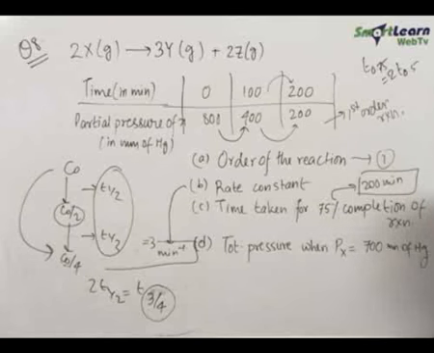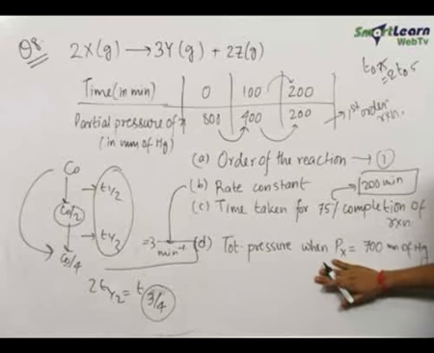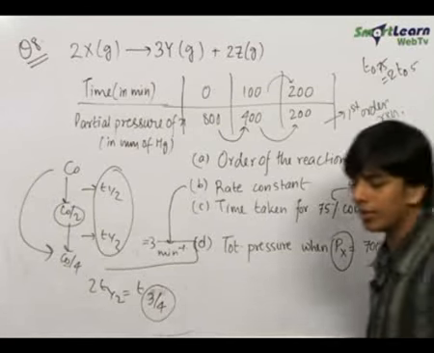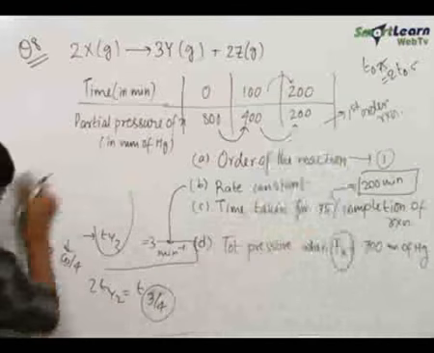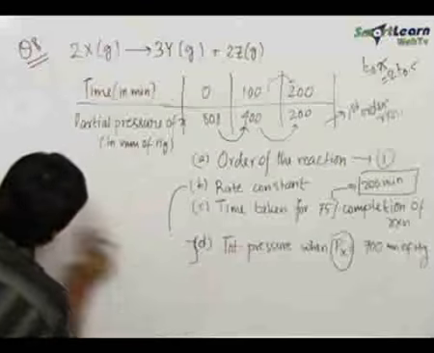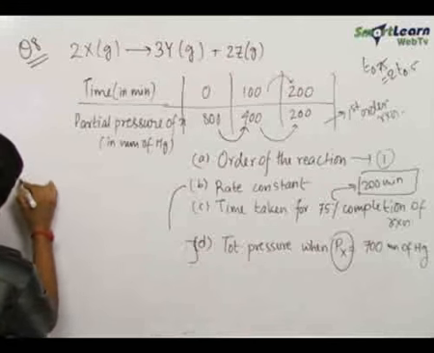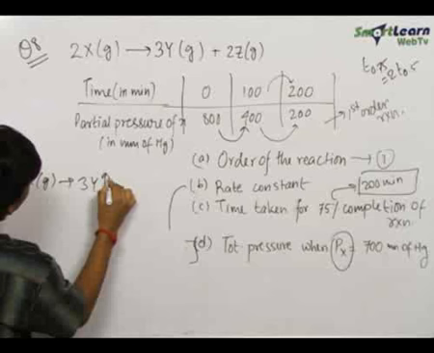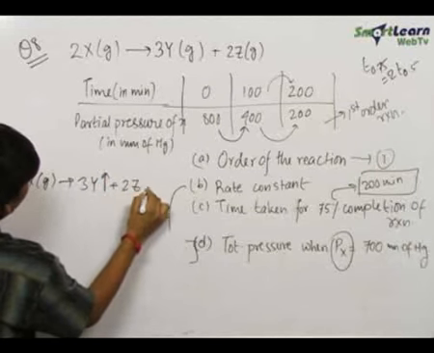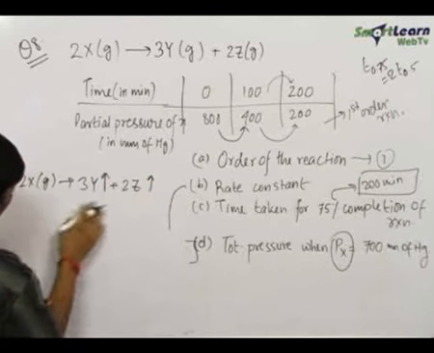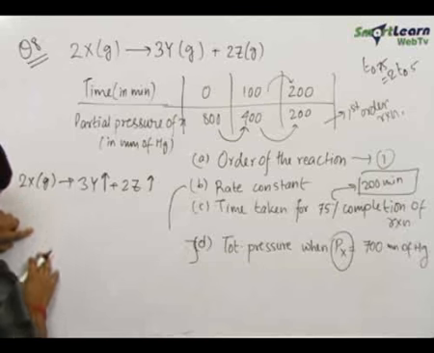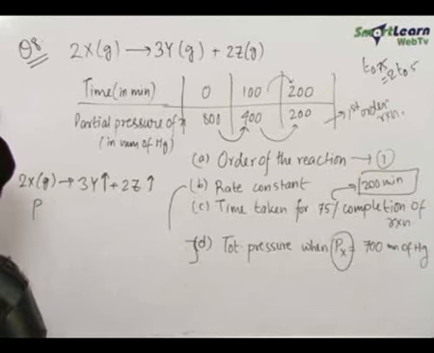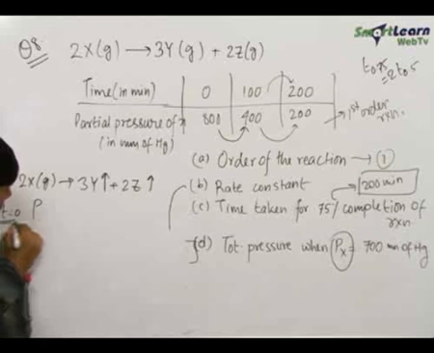Now, for the fourth part, we need to find out the total pressure when Px, that is the pressure of X, is equal to 700 millimeters of Hg. For this, let us write the reaction down. Over here, 2X gas gives us 3Y gas plus 2Z gas. Now, it is always better to write the equation in terms of pressure. Let the initial pressure be P at t is equal to 0.